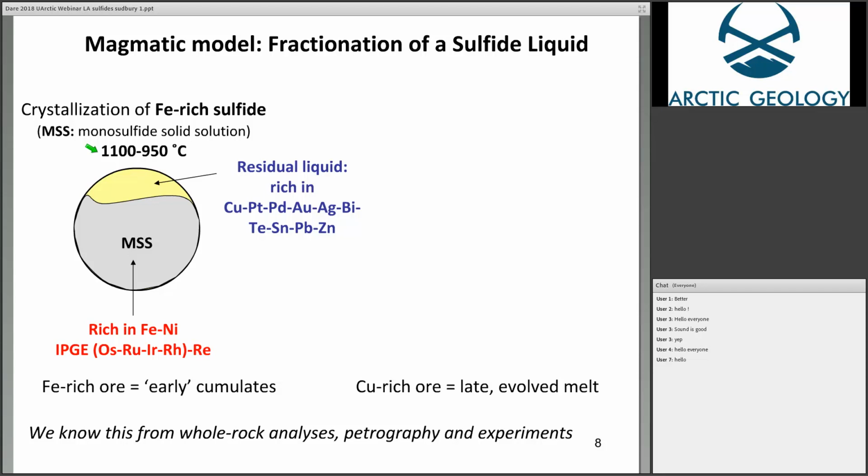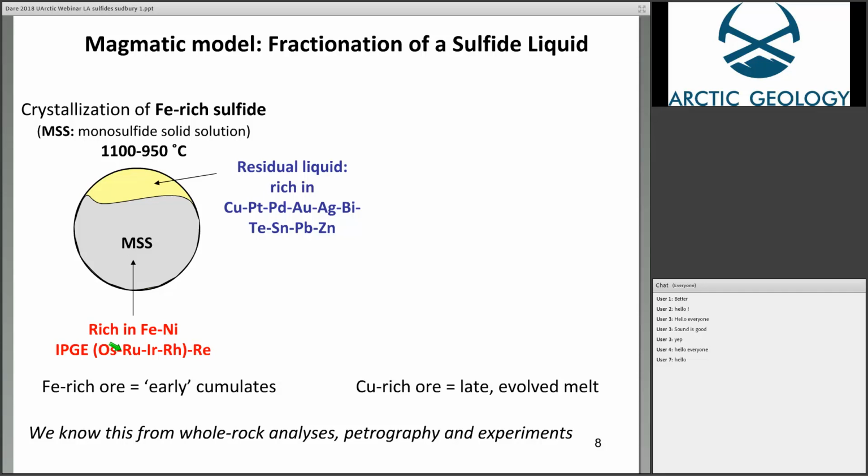Otherwise, most of the sulfides we see today are lower temperature exsolution products of these higher temperature phase sulfides. So the first sulfide, we call it MSS, monosulfide solid solution. I will try to not use that acronym as it can be confusing. I will try to call this an iron-rich sulfide. So this is first to crystallize at high temperature. We know that it's rich in nickel, the IPGE, also rhenium. That's because those elements partition into the iron-rich sulfides.